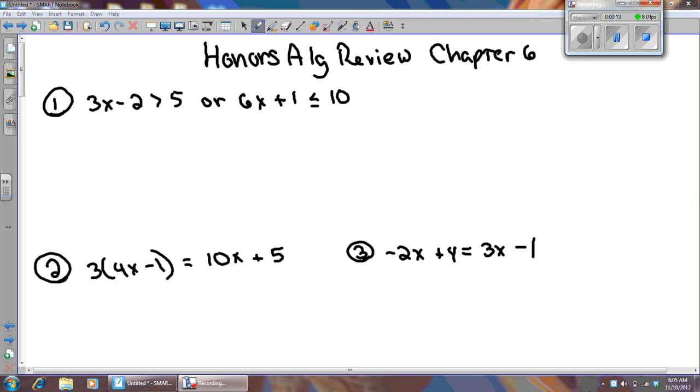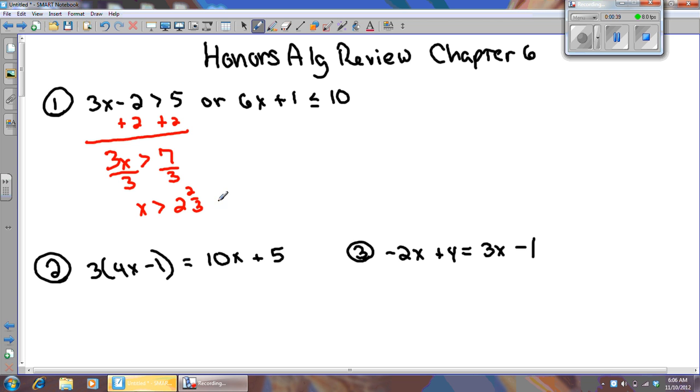All right, remember we solved compound inequalities. Now I'm not showing you how to solve simple inequalities because if you can solve a compound one, you can solve a simple one. So it has two parts, and I'll solve the left-hand part first. I'll add 2 to each side, and I'll get 3x is greater than 7. And then I'll divide by 3, and I'll get x is greater than 2 2/3.